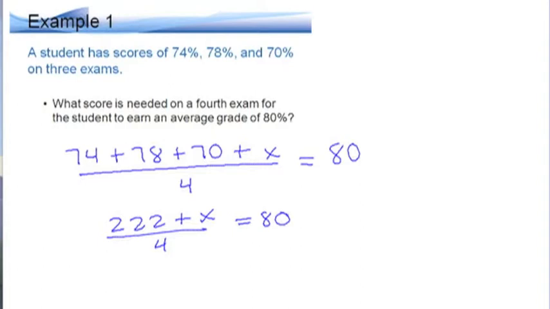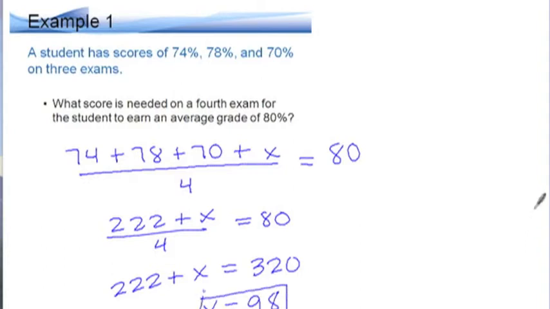Multiply both sides by 4 so that I have 222 plus X equals 320. Subtract 222 from both sides, and what do we get? 98. Very good. Think there's a good chance he'll get that? Not looking good. He made C's on all the others, right? He's going to need a 98 on this one just to get a B. How would you check it? Plug it back in. See if they average out to 80.